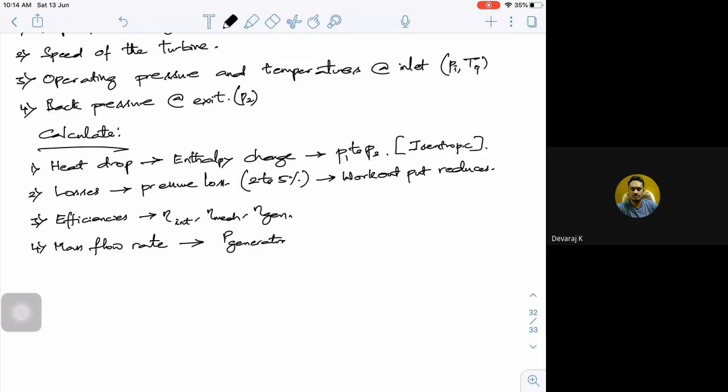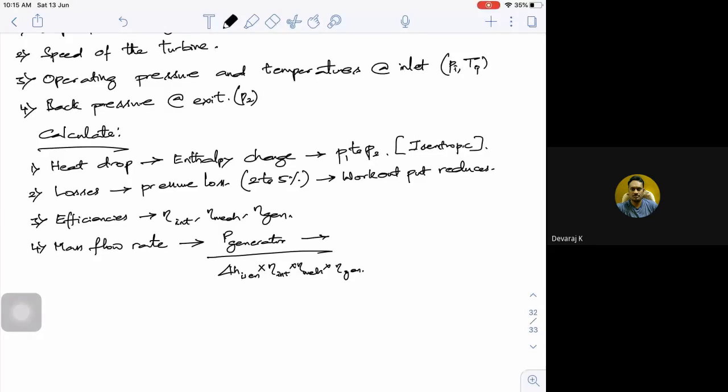So that I call the output of the generator. Now, what is this actually? This is your isentropic, which is ideal, heat drop from the first calculation. Then all your efficiencies, your mechanical efficiency and your generator efficiency. So mass flow rate into all those things, I'll be getting my generator power, which may be less, because if I remove the generator efficiency, I'll be getting my shaft power. If I remove my mechanical efficiency, I'll be getting the rotor power.